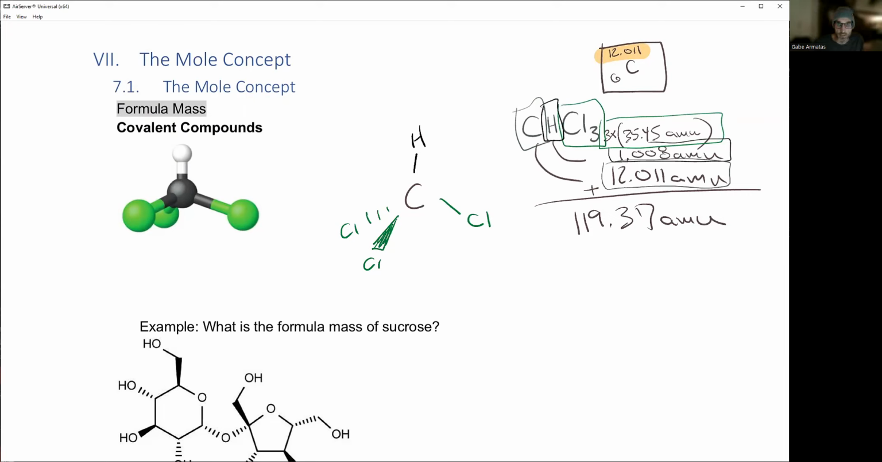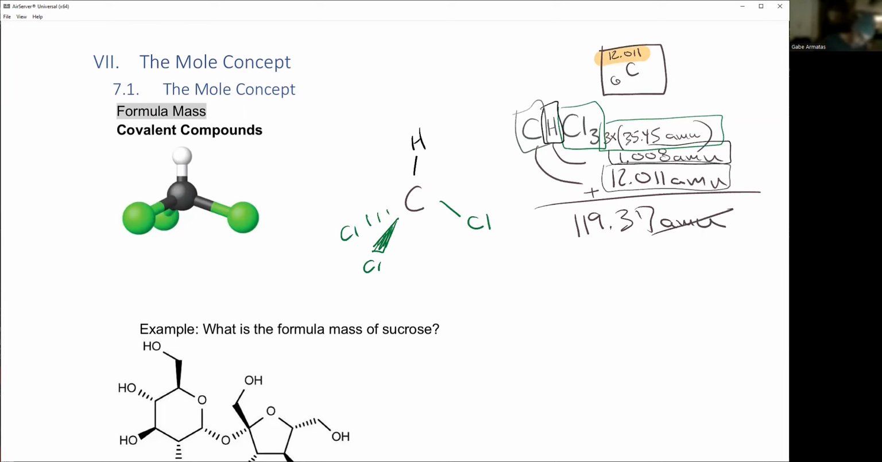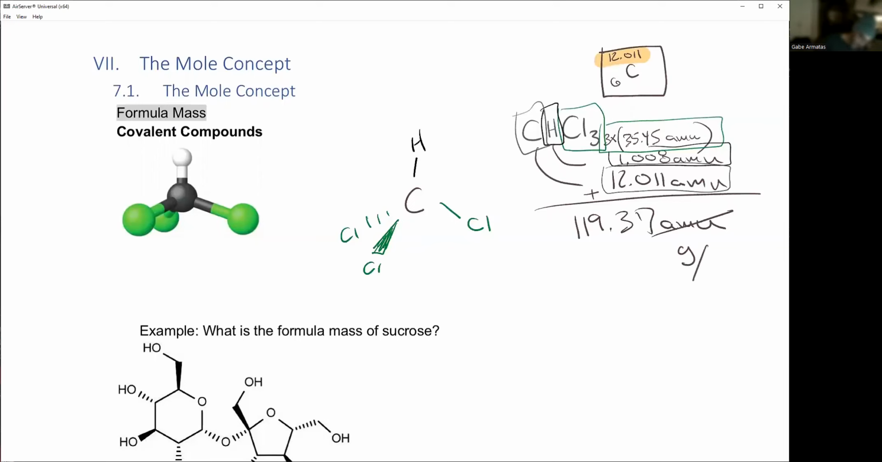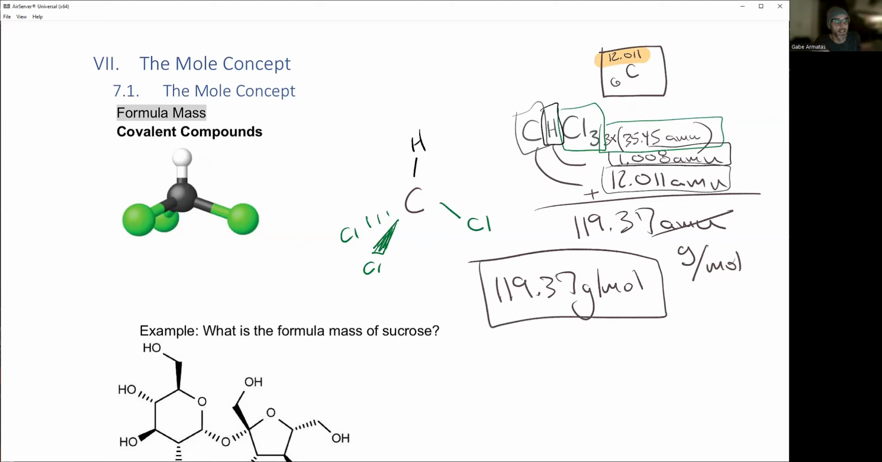So we're going to change things around a little bit. We are going to no longer call it an atomic mass unit. We are going to replace that with grams per mole. So what we really have is 119.37 grams per mole. And we're going to get into what that actually means, but that is the formula mass for this compound, CHCl3, 119.37 grams per mole. Again, because it's per mole, it's per 1 mole. So this thing weighs 119 grams for every single 1 mole that we have. And we're going to get into what that is.